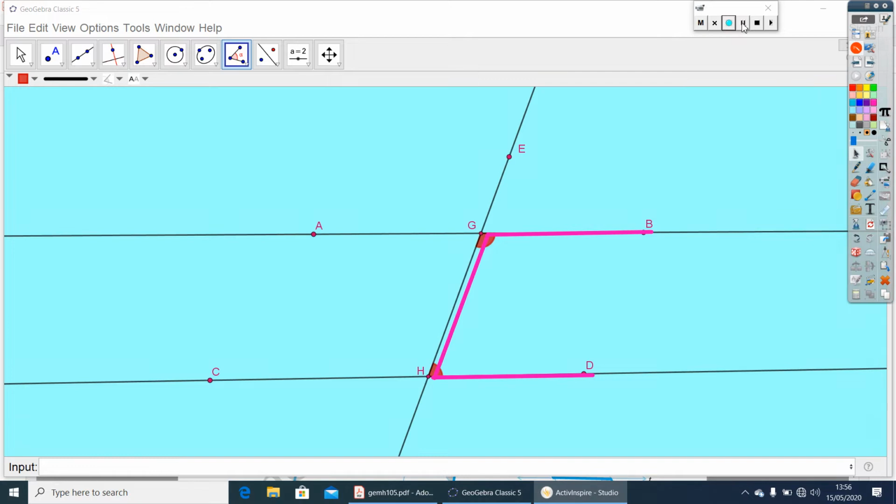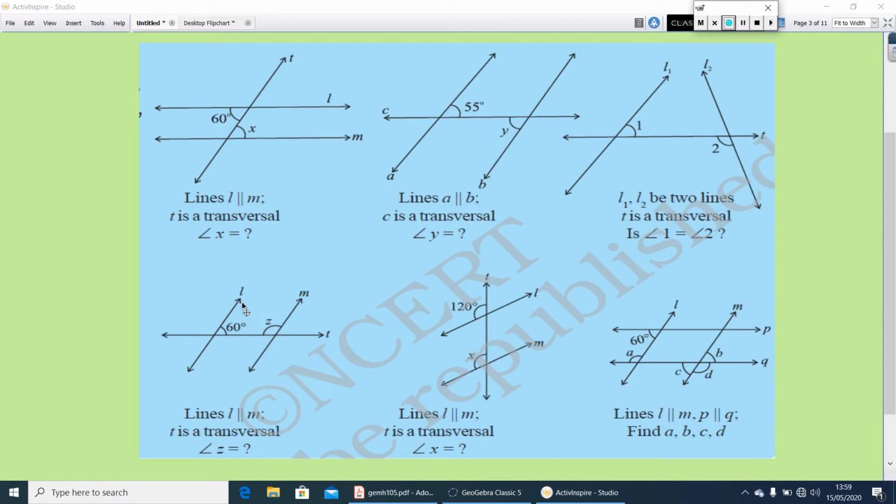Now you have some questions. L and M are two lines, and T is a transversal, and these two angles we can call alternate interior angles. Then what is the value of X? You know alternate interior angles are equal when lines are parallel, so you can write X is equal to 60 degrees. For the reason, you can write alternate interior angles are equal.